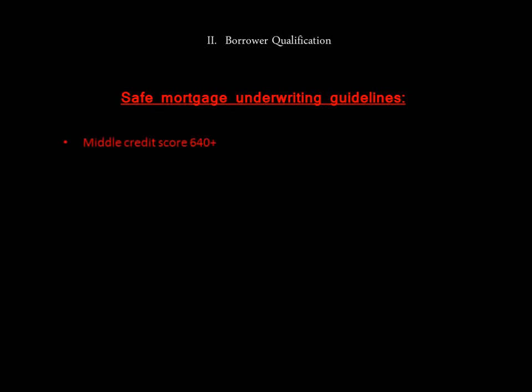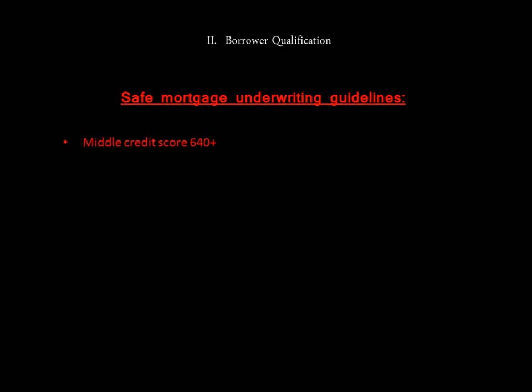The second step of securitizing a mortgage loan is making sure a potential borrower is qualified to borrow under certain guidelines, which vary from lender to lender. Assuming the potential borrower is qualified for a mortgage loan under a particular mortgage lender's underwriting guidelines, the lender will approve the loan and begin underwriting it. Safe underwriting guidelines to ensure a borrower can pay the loan back have historically consisted of a credit history report with a middle credit score at or above 640.